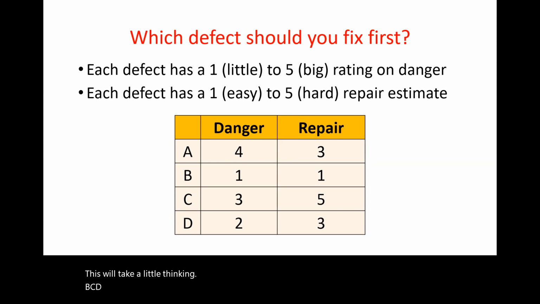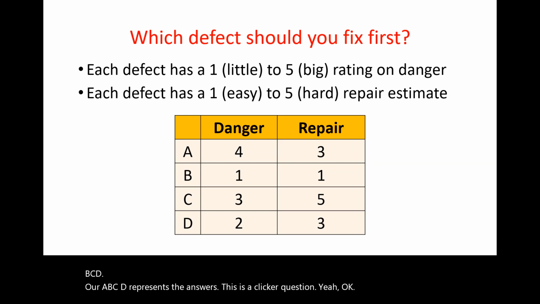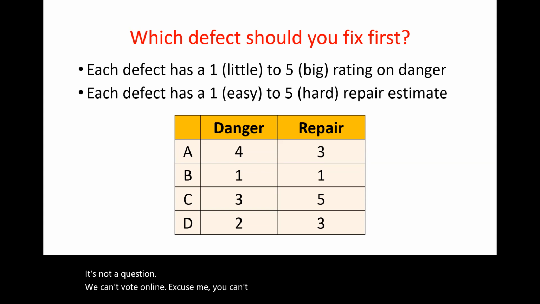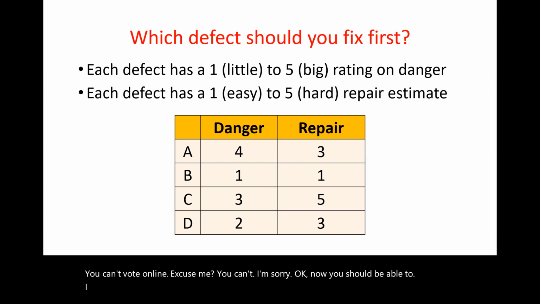ABCD represents the answers. This is the clicker question. Yep, okay. We can't vote online. Oh, excuse me, you can't? Yeah, we can't vote online. Oh, I'm sorry. Okay, now you should be able to. I apologize. I don't know how those buttons work or not work.